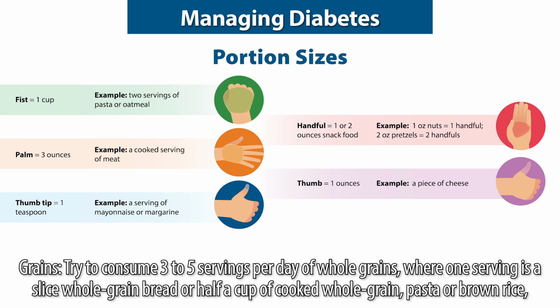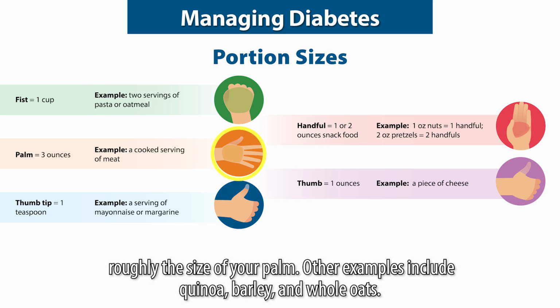Grains. Try to consume 3 to 5 servings per day of whole grains, where one serving is a slice of whole grain bread or half a cup of cooked whole grain pasta or brown rice, roughly the size of your palm. Other examples include quinoa, barley, and whole oats.